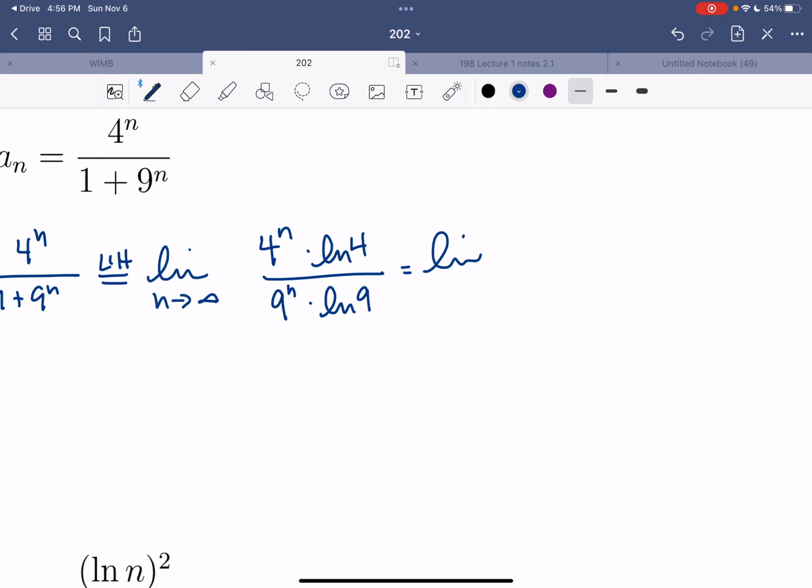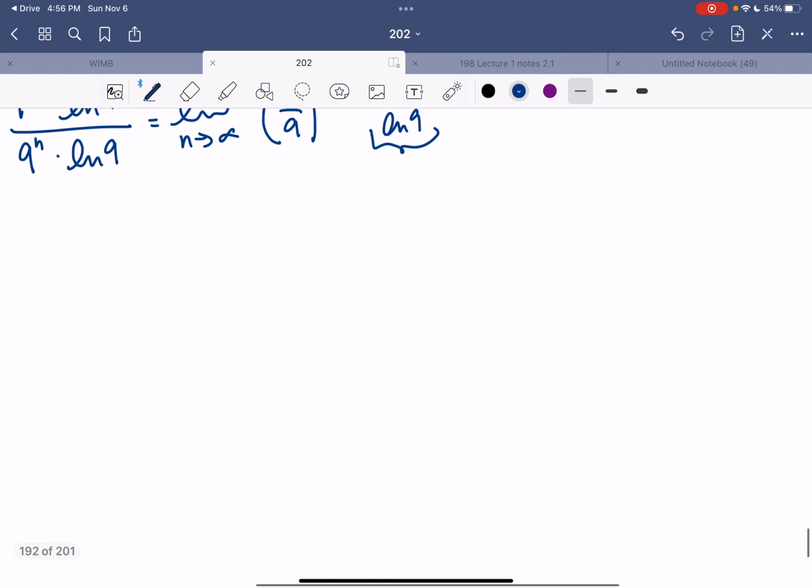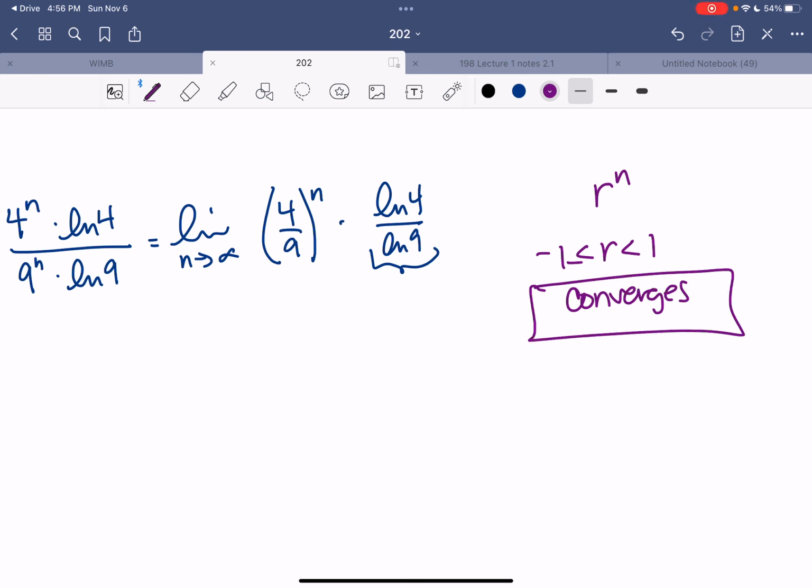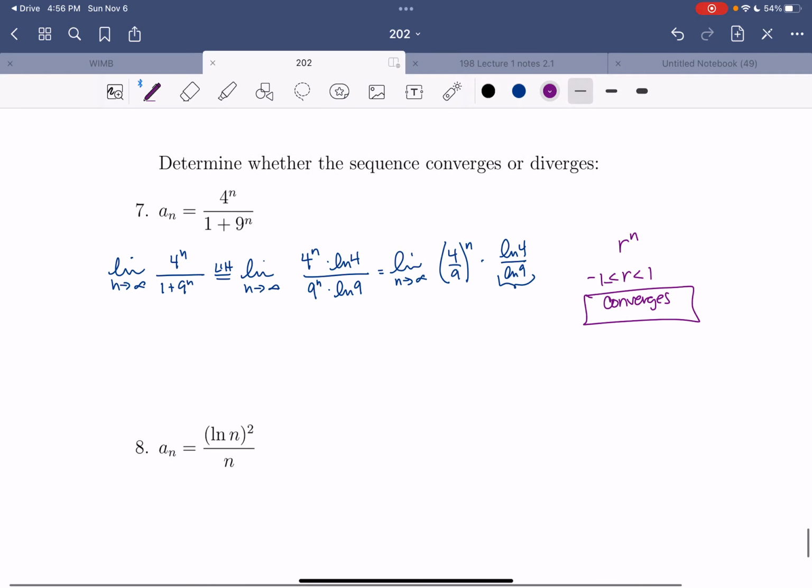And then I'm going to separate this and make it 4 over 9 to the n, and then we have the natural log of 4 and the natural log of 9. Now, the natural log of 4 over the natural log of 9, this is just a constant, so we're really concerned about what happens here. And remember that we have a rule about this. When you have a sequence or a limit, in this case, where you have r to the n, where r is between 1 and -1, then this converges. Okay, and that's what's happening here. So we have 4/9 to the n. Okay, so that one's going to converge.